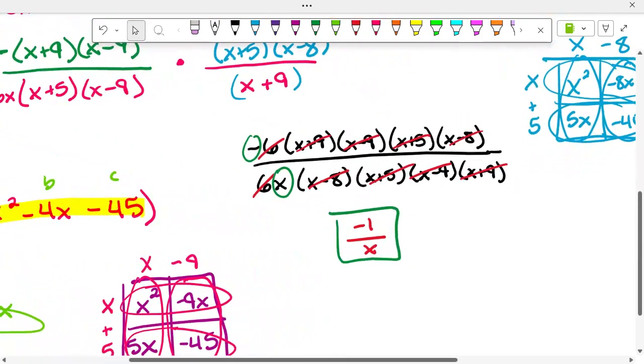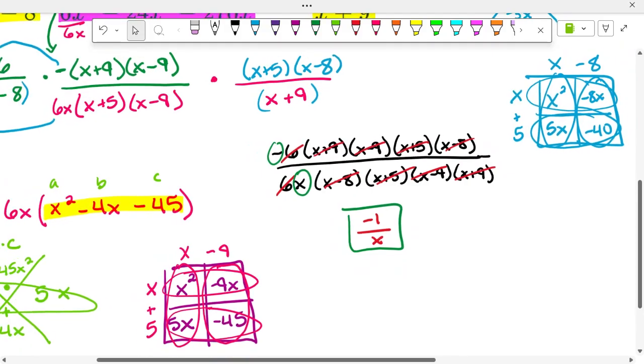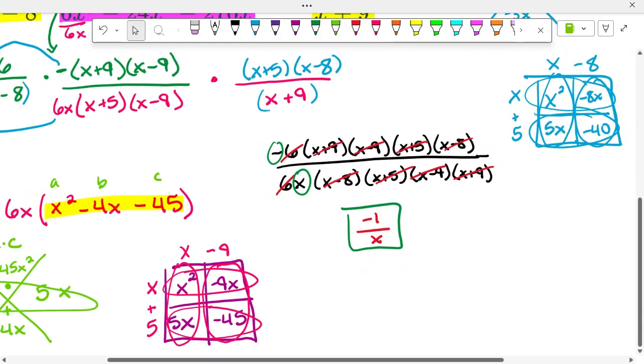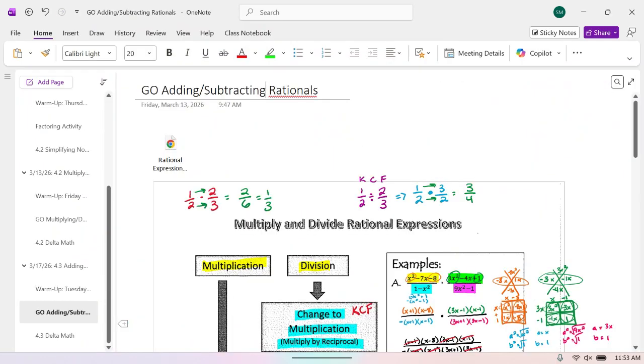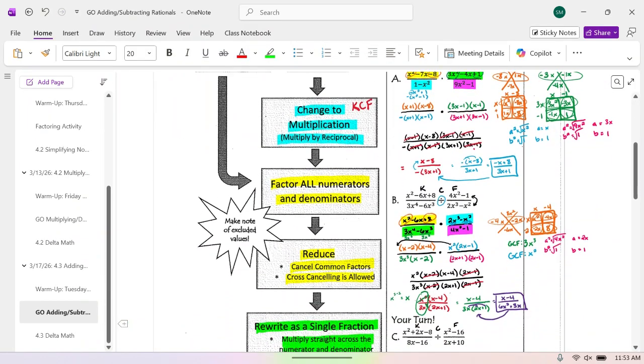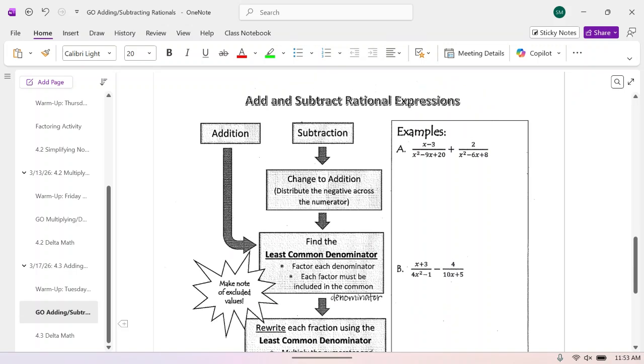All right. So today we're doing the other operations with rational functions, and that is adding and subtracting them. Go ahead and take out that pink graphic organizer. You should already have it out. We're looking at the back side of it. So this is the current side. If you look at the back side, it's add, subtract.